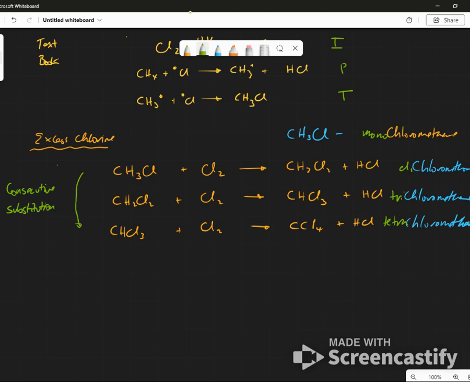All right. Now, that's if you have excess chlorine, and you get further and further substitution. So you can make all these substituted products. CH3Cl is known as the monosubstituted product. And let's do the third one, CHCl3. This is known as the trisubstituted product. Does that make sense?